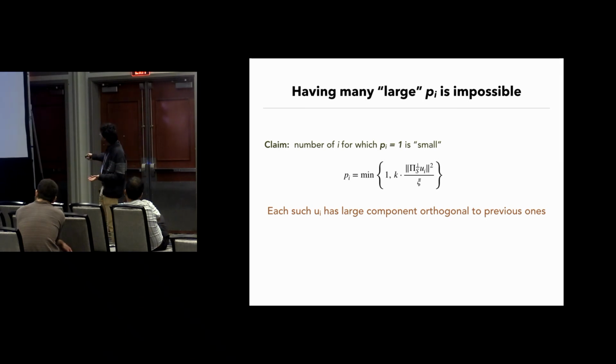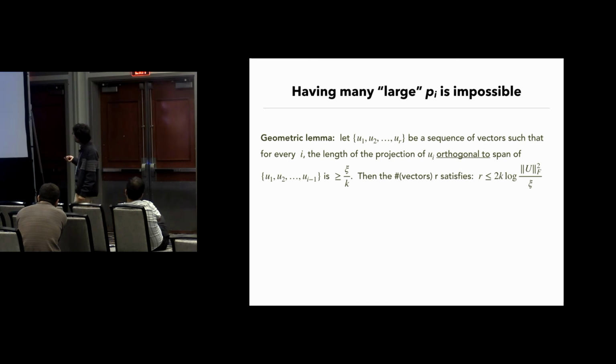Basically, what does it mean that a bunch of p_i's are large? It means that for all these vectors u_i, you have a large component orthogonal to all the previous ones. So each u_i has a large component orthogonal to all the previous ones. And if you have this kind of property, you can show this pretty simple geometric lemma. It says that if you have a bunch of vectors such that for every i, the length of the projection is at least some xi by k, and you also know that xi is some upper bound on the best rank k approximation, then r cannot be too big.